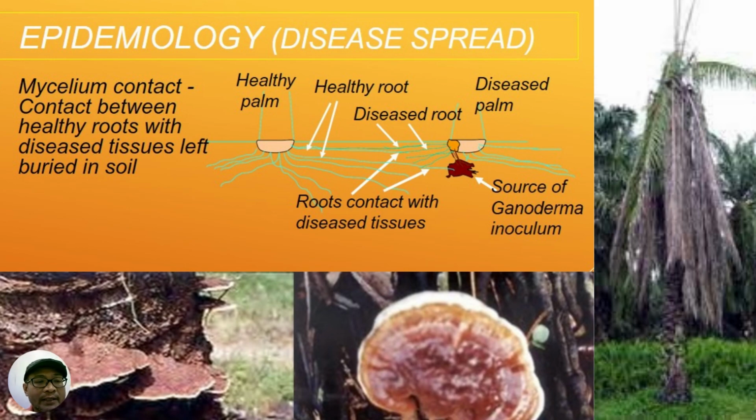So this is the epidemiology: the disease spreads through mycelium contact between healthy roots and diseased tissues left buried in the soil. We can see here that from the diseased palm, the roots contact the diseased tissue, and it will infect the healthy roots of the healthy palm. The source is the Ganoderma inoculum.